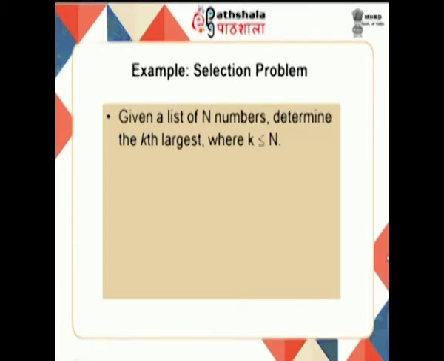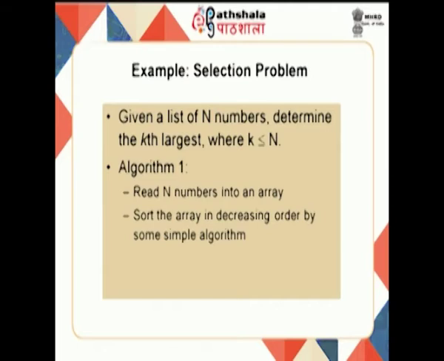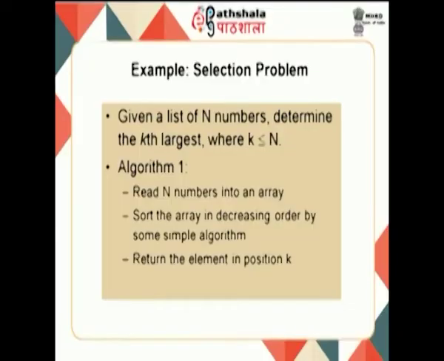Now, let us take another example, which is called the selection problem. Given a list of n numbers, you have to determine the kth largest number, where k is less than or equal to n. The first algorithm that we can do is read the n numbers into an array. Then sort the array in decreasing order by some simple sorting algorithm. We have not gone into sorting algorithms; some of you may have studied them in a basic course on data structures. Return the element in position k, because whatever is in position k will be the kth largest, not the largest. So, this is algorithm 1.